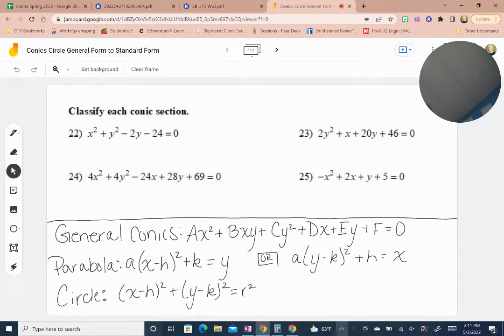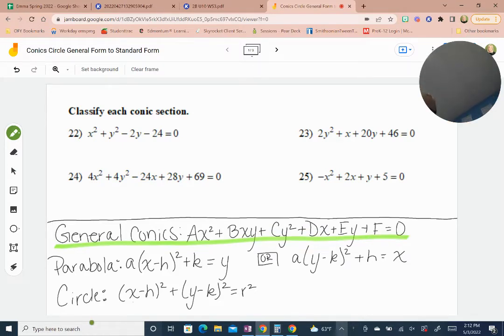I wanted to cover some of this stuff before tomorrow. So let's start with the first part. So we're classifying. If we take a look down here, it says general conics: ax squared, bxy, cy squared, dx, ey plus f. So this can be any of our conics.